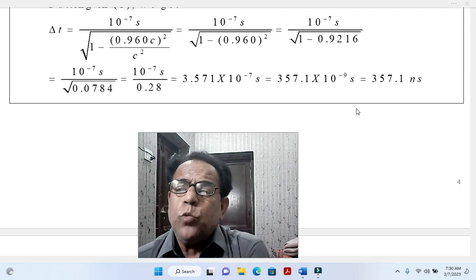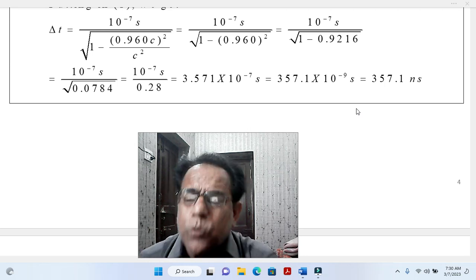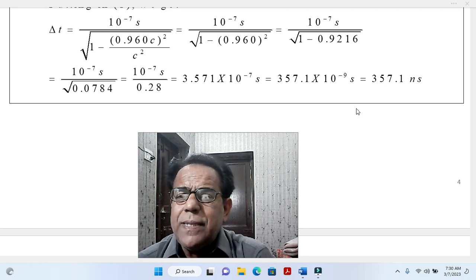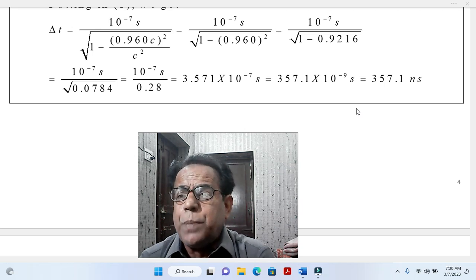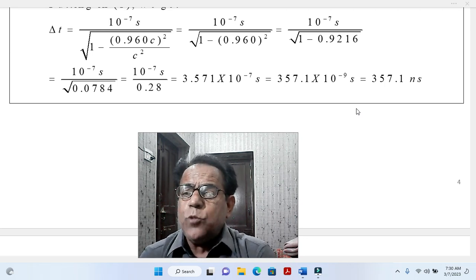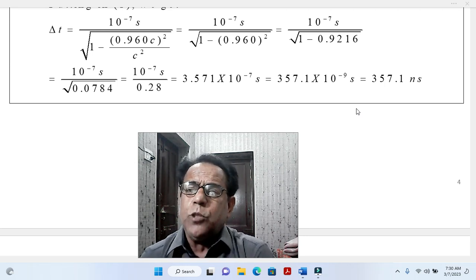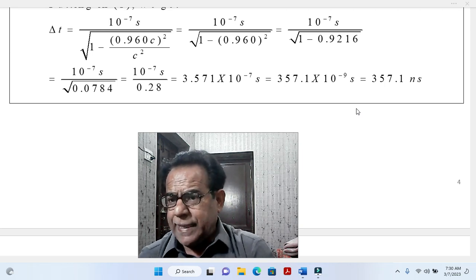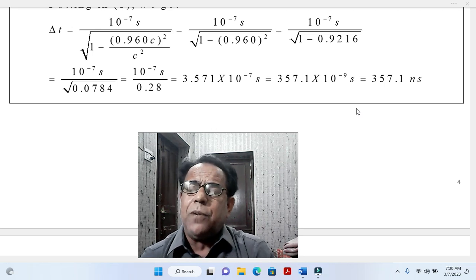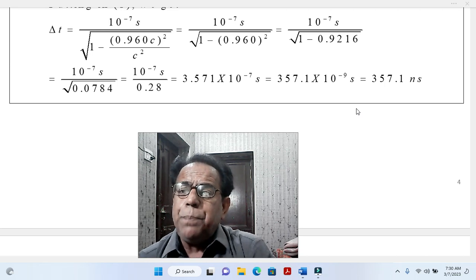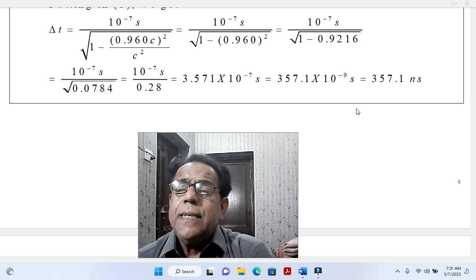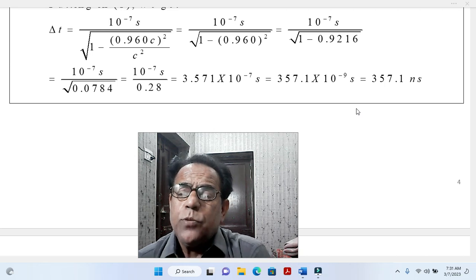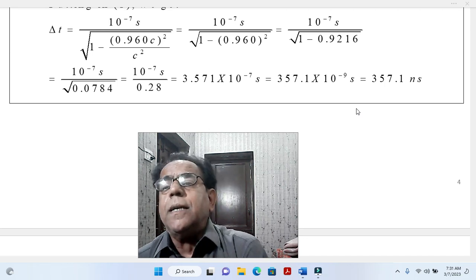Dear students, to this extent our solution is quite okay, but actually 10 raised to the power minus 7 is not a specific quantity. Specific quantities are 10 raised to the power minus 3, minus 6, minus 9, minus 12, minus 15, minus 18, minus 21, or minus 24, that is, multiples of 1000, since 1000 is equal to 10 raised to the power 3. So we again try to convert it into nanoseconds. When we convert it into 10 raised to the power minus 9, in place of 3.571 it will become 357.1.